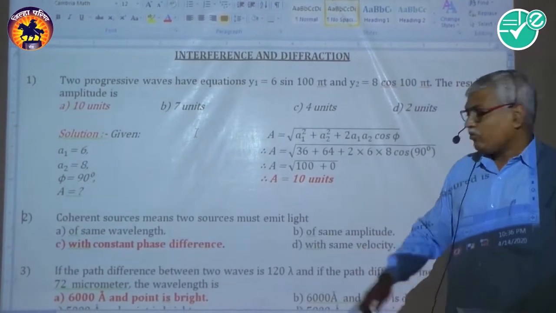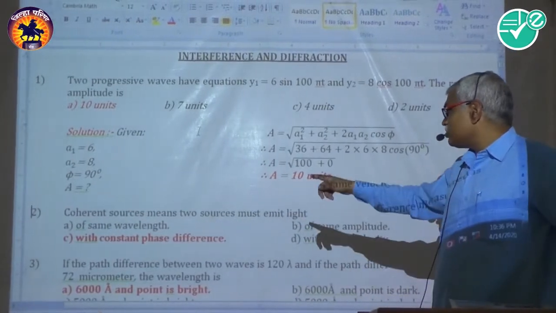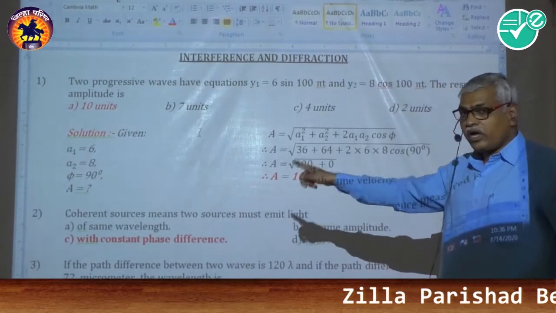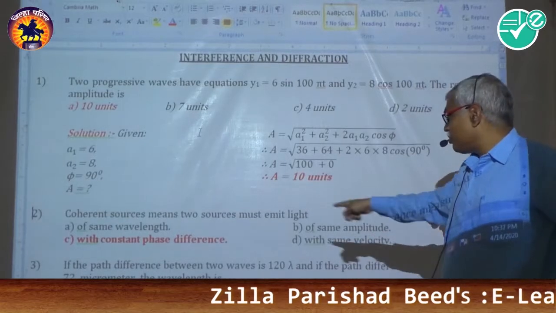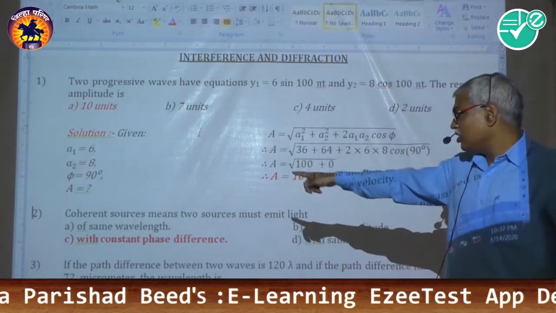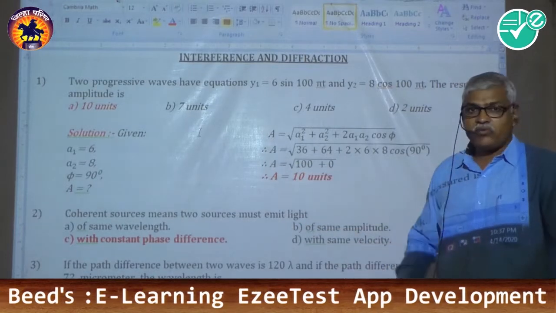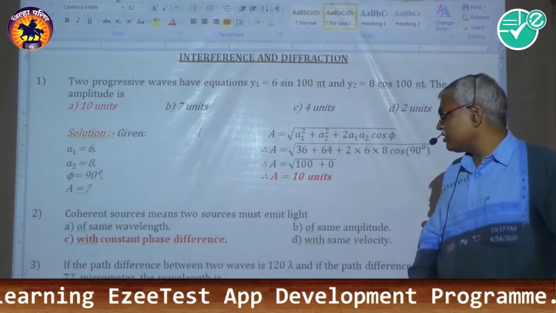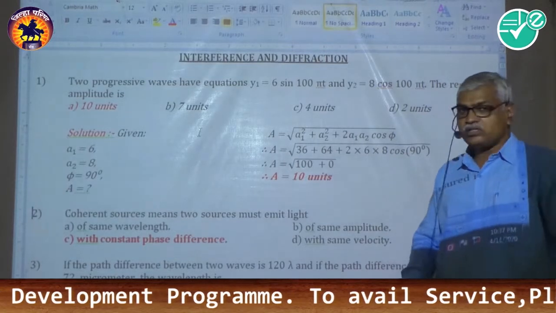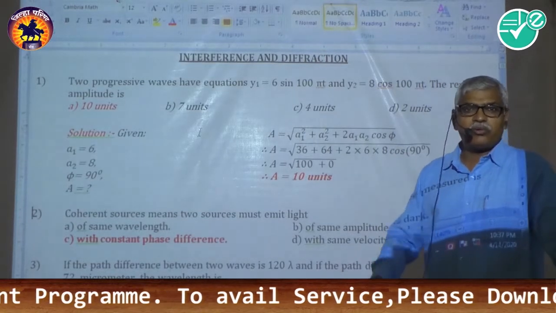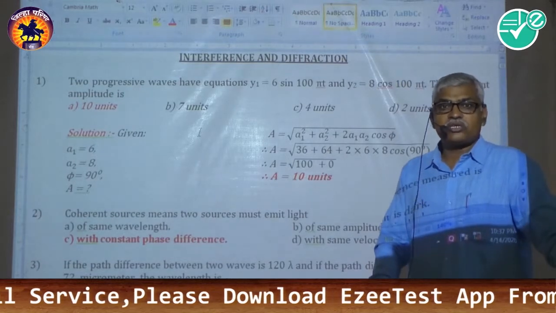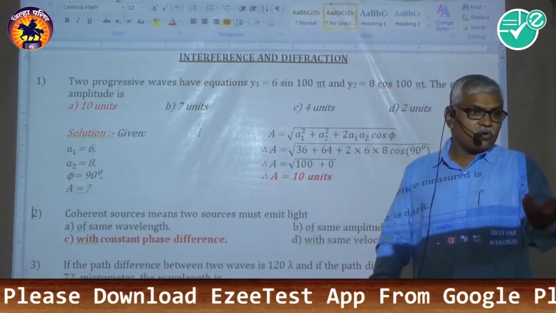What are the options? The first option says that two sources of light are coherent if they have either the same wavelength, or the same amplitude, or a constant phase difference, or the same velocity. Coherent source means having the same phase, that is, constant phase throughout. Constant phase difference. Therefore, the option is C. We have to only remember the meaning of coherent, that is, constant phase difference. Question number 3.